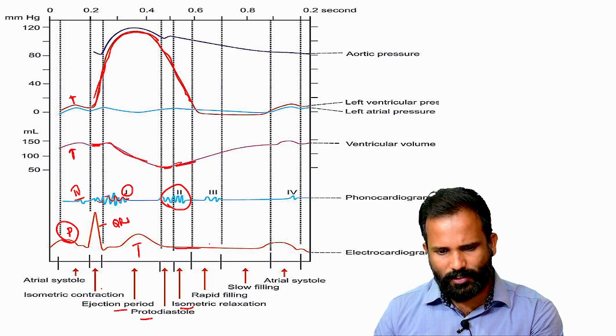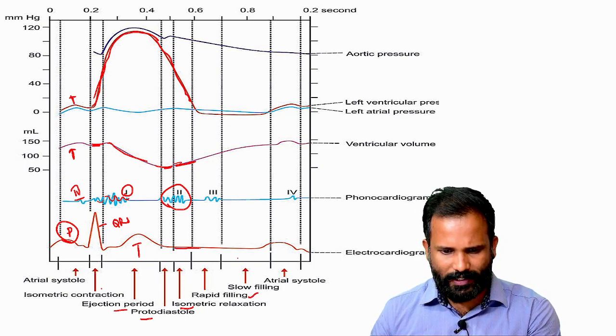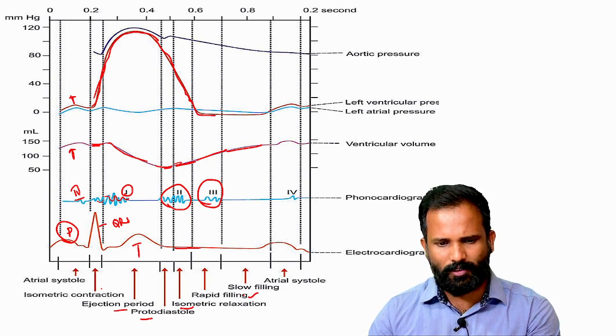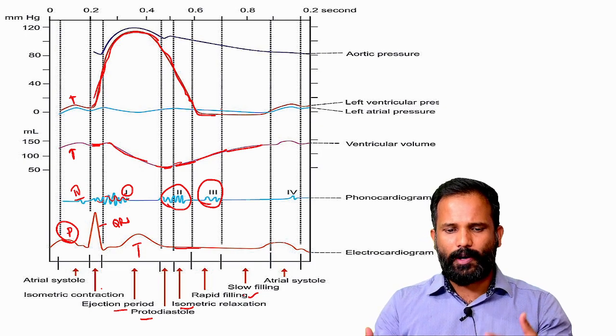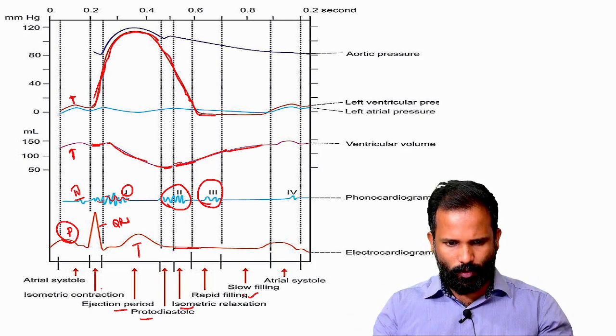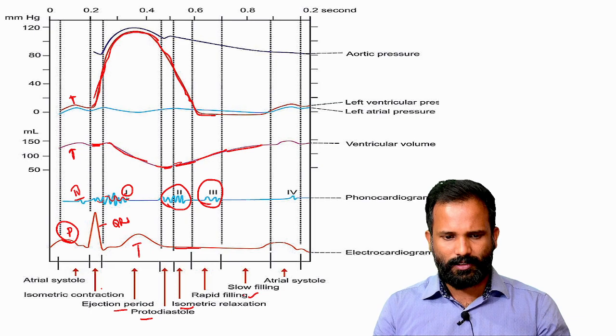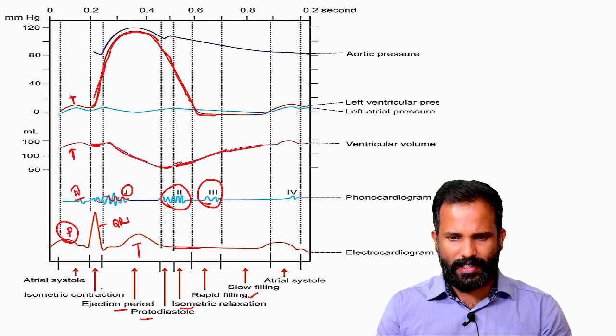And we have the ECG isoelectric line. In rapid filling we have the third heart sound. Now the volume is increasing. In slow filling also the volume is increasing, and the pressure is still falling because the ventricle is accommodating the extra volume of blood that is coming in. So that's the cardiac cycle in a nutshell.